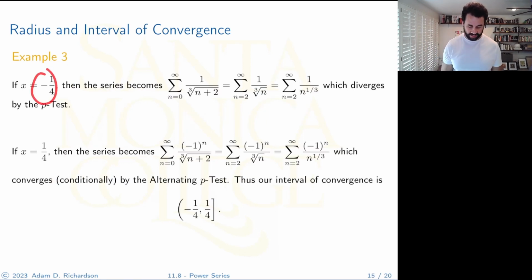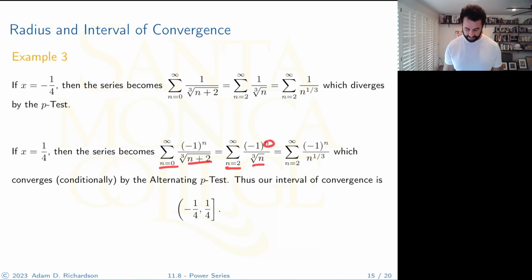If x is equal to -1/4, then our original series becomes this. And here I'm going to be a little bit clever. I'm going to perform an index shift, right? I'm going to shift by 2. This is actually just a p-series. And this p-series diverges by the p-test because p is equal to 1/3, which is less than 1. So it diverges when x is -1/4. If x is +1/4, then our series becomes this. And once again, I apply an index shift.